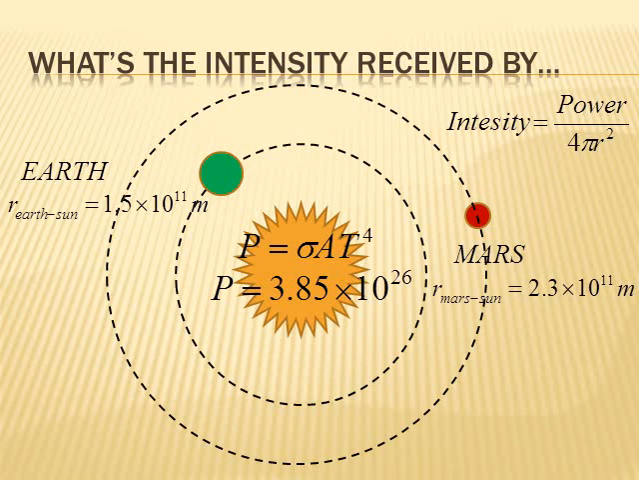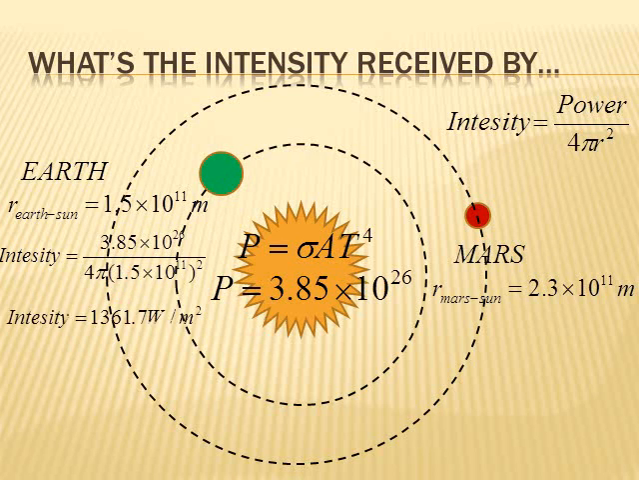You can pause it and calculate. Once you do, you will find that the intensity on Earth is as follows. We take the same power, plug it in, use the radius, meaning the distance from the sun to the Earth, plug it in, do all our math, and we get 1,361 watts per square meter. That means there are 1,361 joules of energy hitting the Earth every single second per square meter.